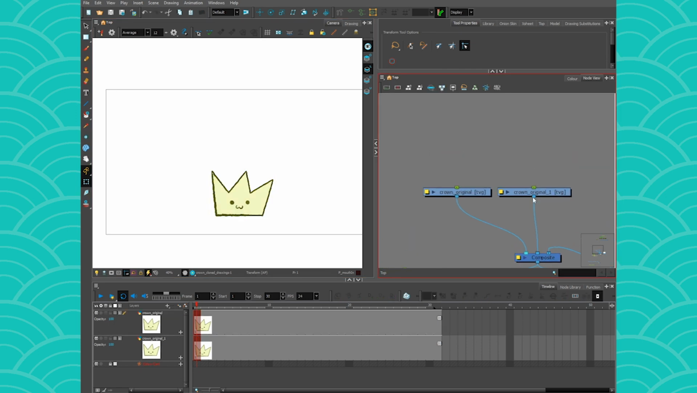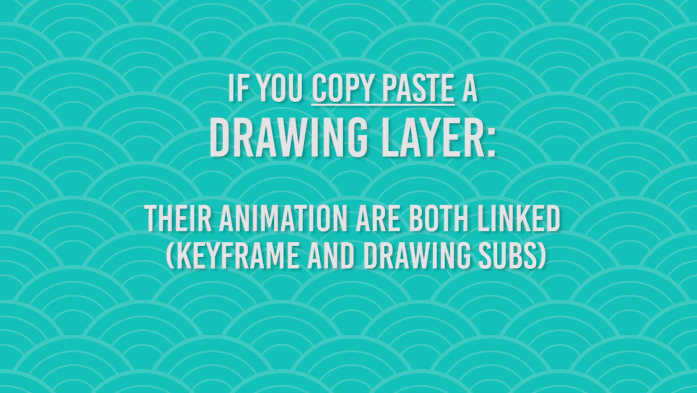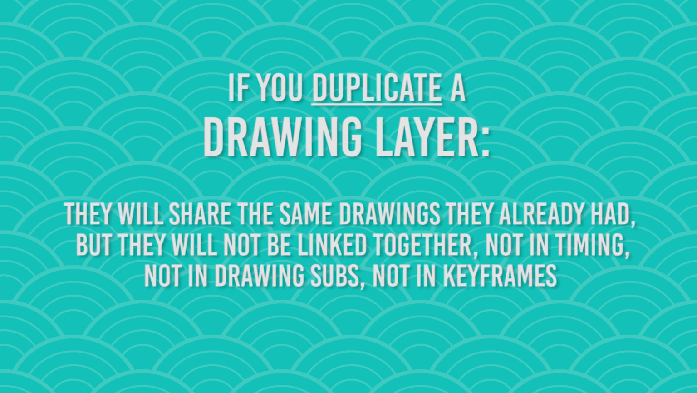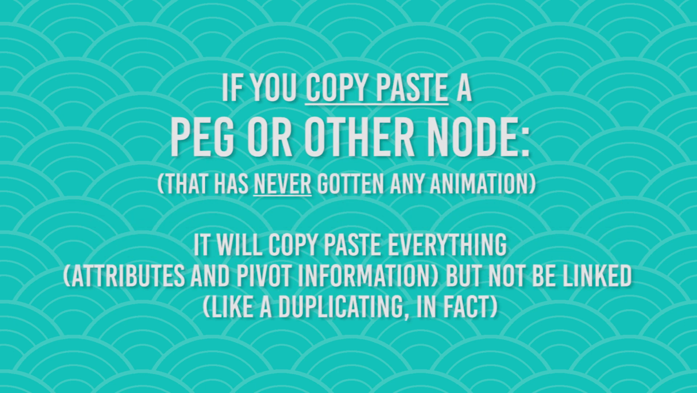So just to make a quick refresher, if you copy paste a drawing layer, their animations are both linked, keyframe and drawing substitution. If you duplicate a drawing layer, they will share the same drawings they already had, but they will not be linked together. Not in timing, not in drawing substitution, nor in keyframes. If you copy paste a peg or another node that has never gotten any animation, it will copy paste everything from attribute to pivot point, but they will not be linked together.